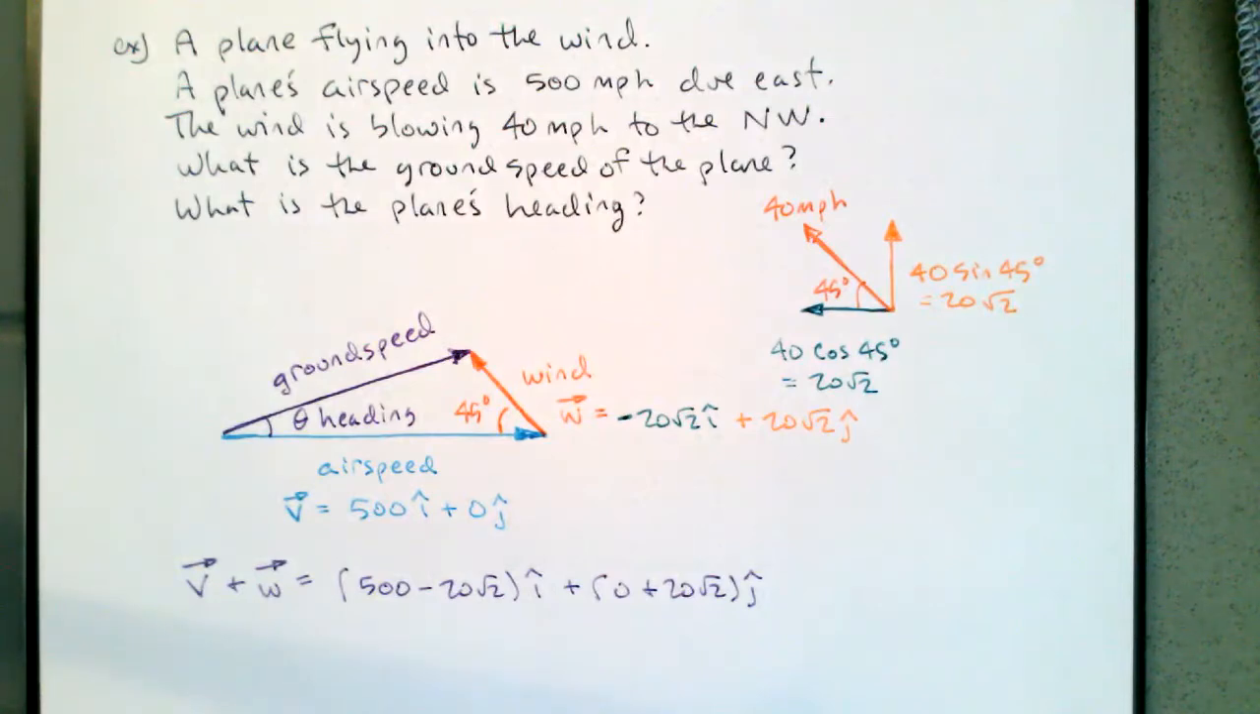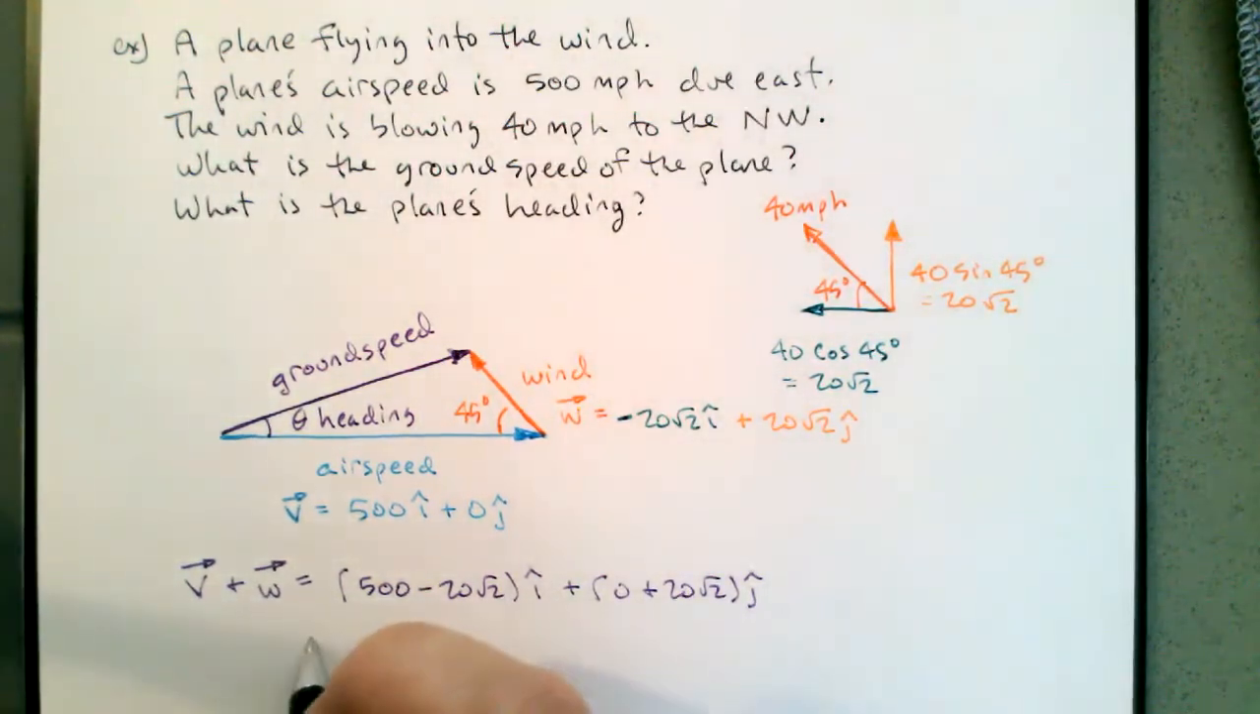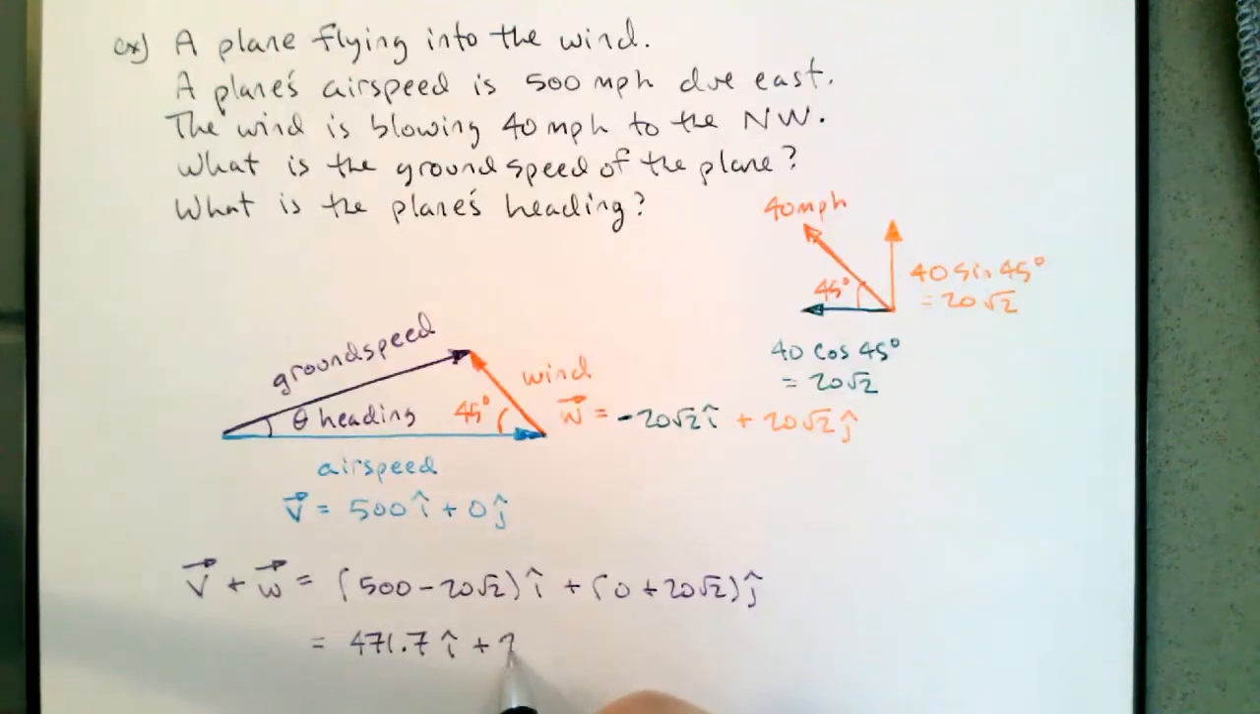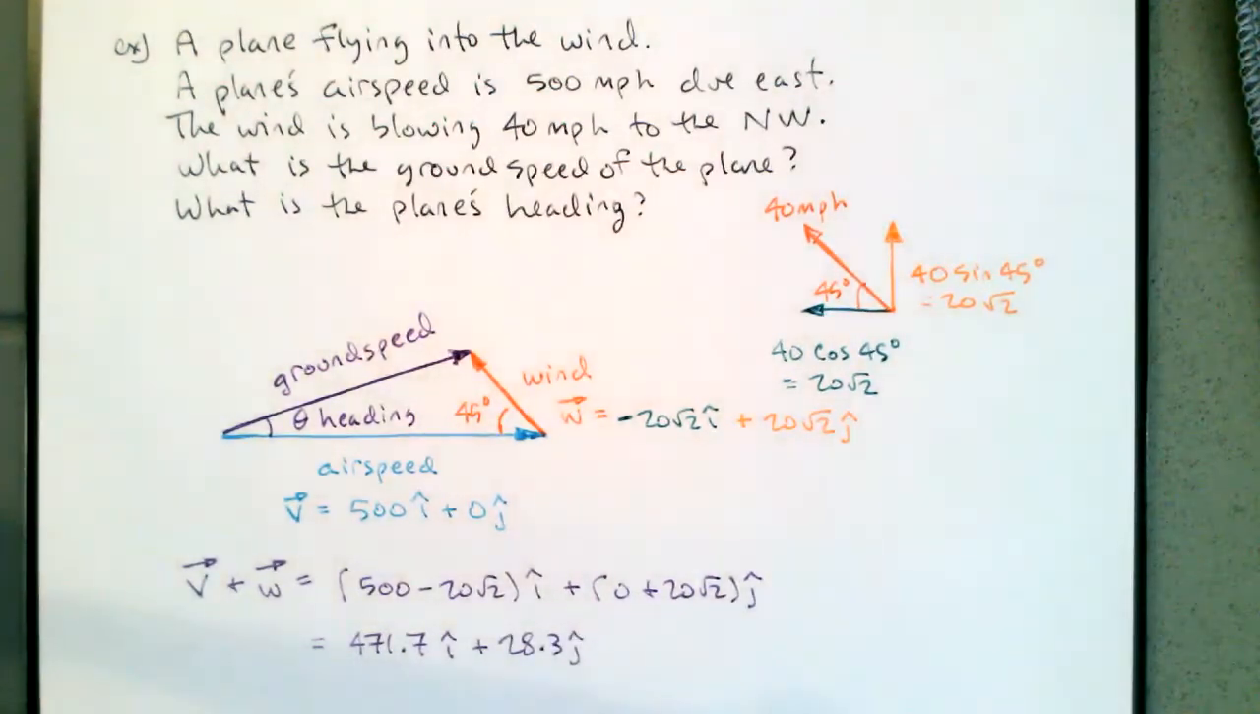So 20 square root of 2 is about 28.3. So 500 minus 28.3 is 471.7. So the vector for the plane is 471.7 I plus 28.3 j. So here's a vector that describes what the plane is doing.